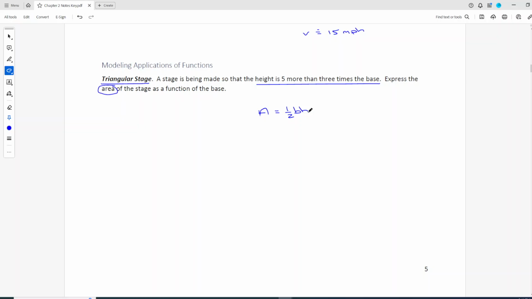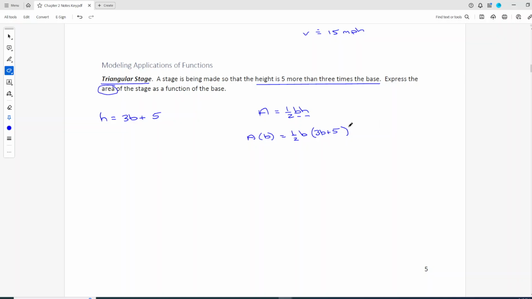But I want my equation to be area as a function of base, meaning I can't have two variables. I can only have one, and the variable that I want is the b. So to write area as a function of the base, I can only have a b, which means I need to replace the h. Well, they gave me this sentence here to replace h. They said that the height is 5 more than 3 times the base. So in for height, I'm going to put 3 times the base plus 5. And really, I'm happy if you get to here.